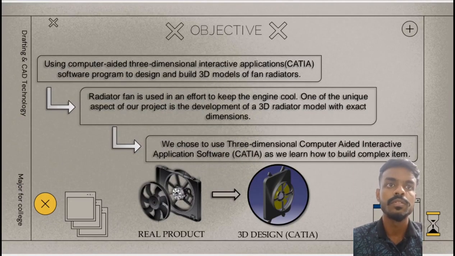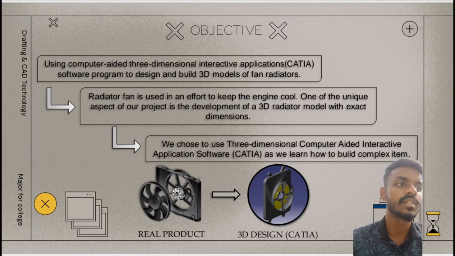The objective. Using a computer-aided 3-dimensional interactive application, CATIA software program, to design and build 3D models of fan radiators. A radiator fan is used in an effort to keep the engine cool. One of the unique aspects of our project is the development of a 3D radiator model with exact dimensions. We chose to use 3-dimensional computer-aided interactive application software CATIA as we learn how to build complex items.